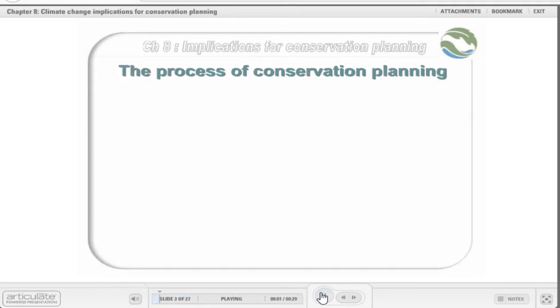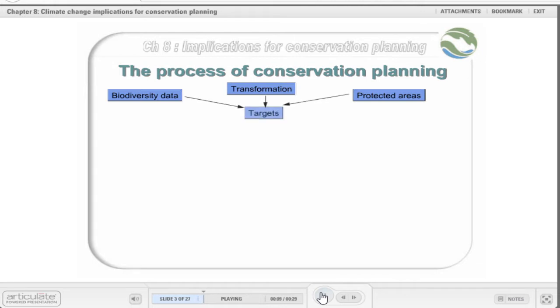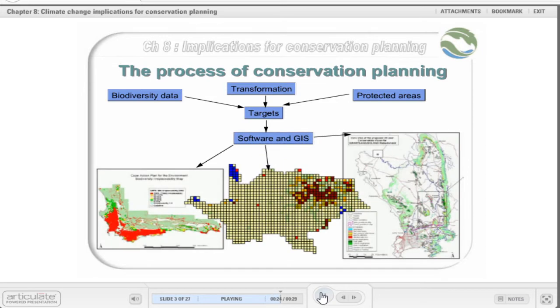This slide summarizes the process of conservation planning. Spatial data on biodiversity, land cover transformation, and protected areas are inputs into the process, along with conservation targets for that biodiversity, such as the number of species or the area of ecosystems desired as goals of the conservation plan. The software and GIS process this data and provide outputs of conservation priority areas, which can differ depending on the software, conservation plan, and the inputs.